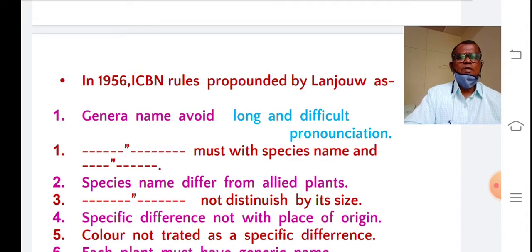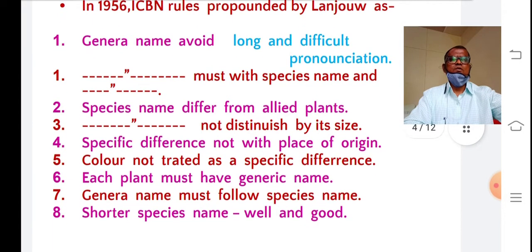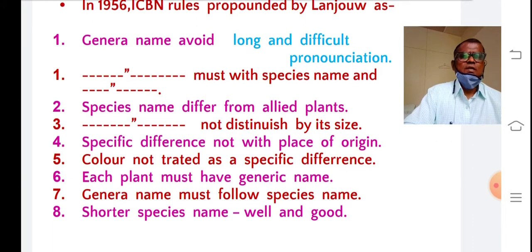It is called a binomial: the name of the genus and the name of the species. The species name differs from the allied plants' names. Generally, for example, for India, in the old language or in Latin, it is called indica, like this one. So the species name differs from the allied names.